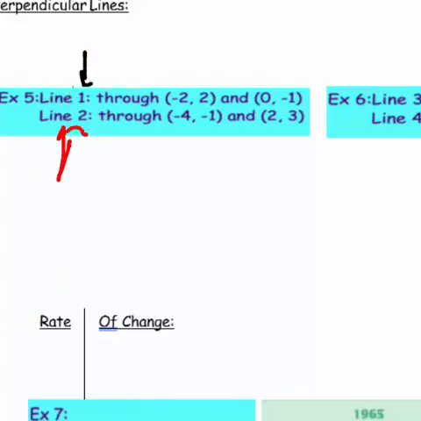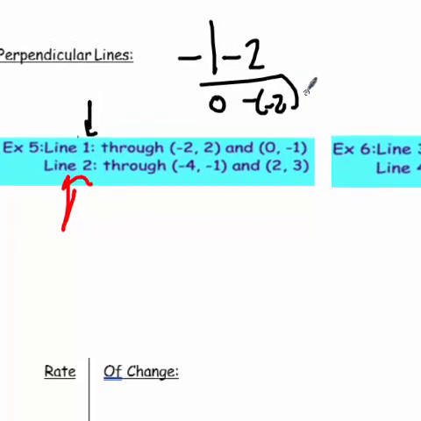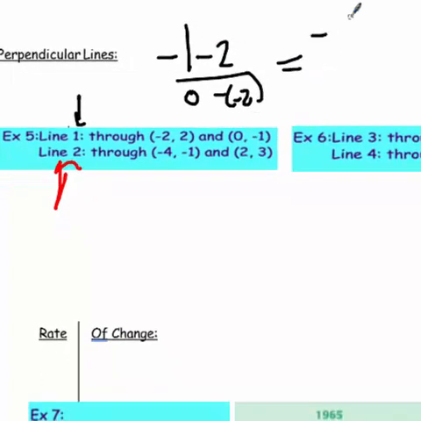Okay, so line 1 we know is going to be y2 minus y1. So we're doing -1 minus 2, and we're dividing that by 0 minus -2. So what do we get there? Well, -1 minus 2 is -3.